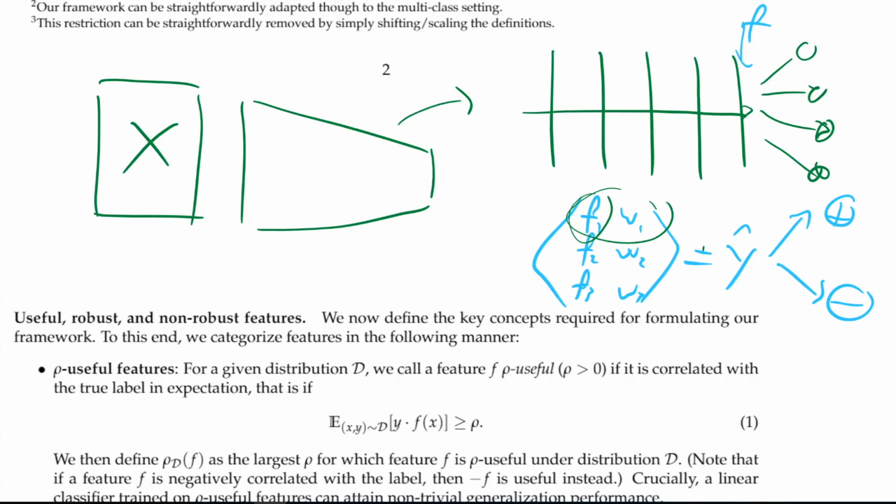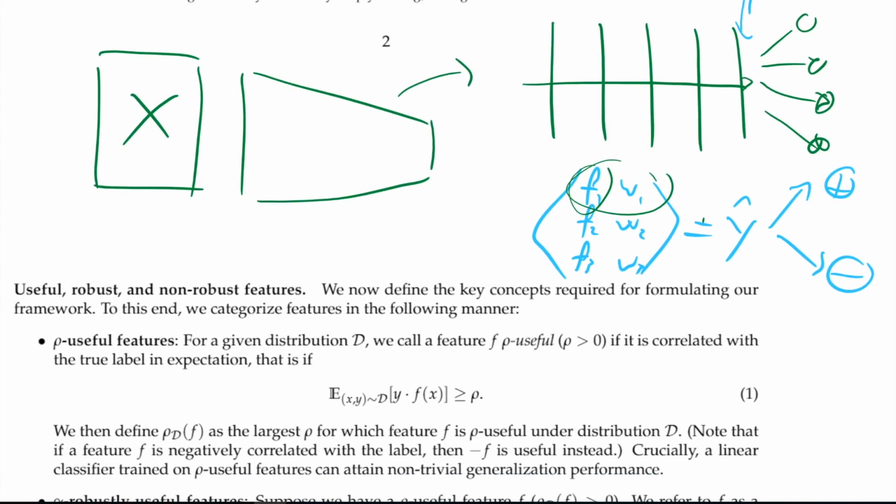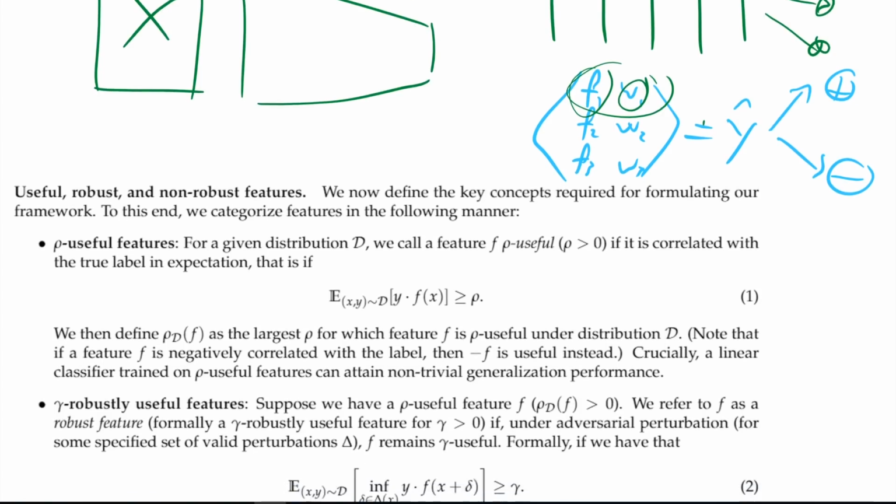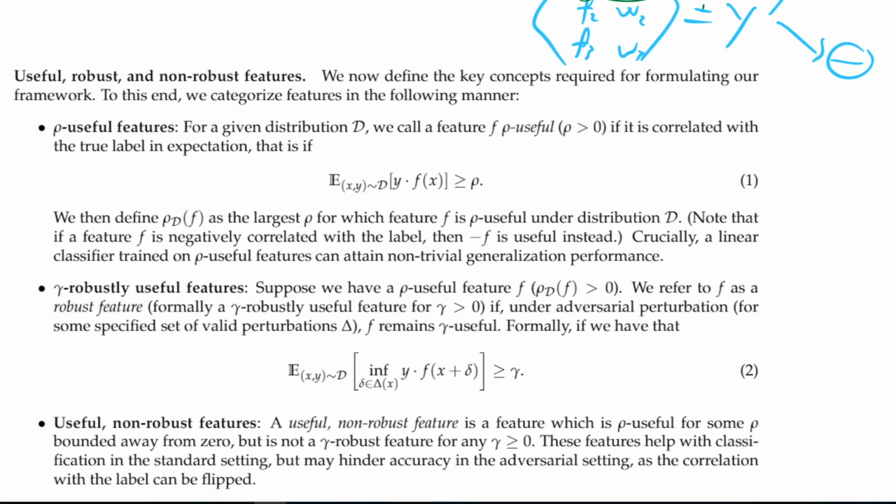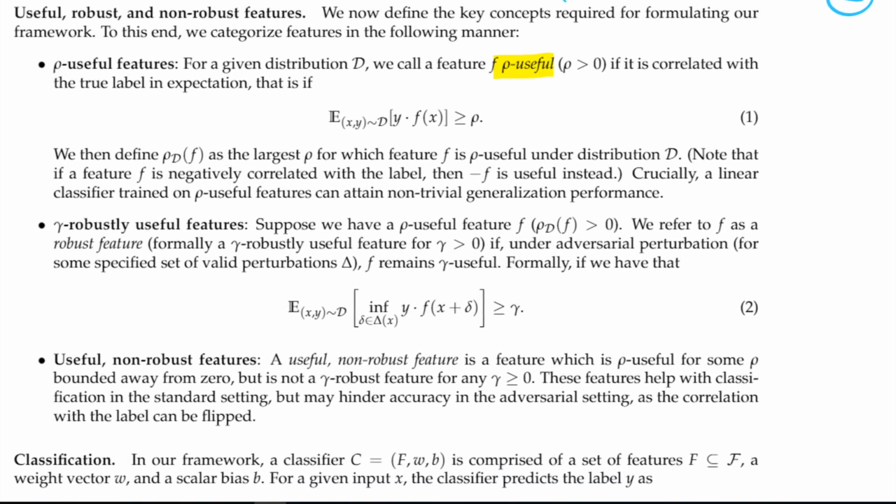So you can think of the features as the output of the neural network, but before it goes into the classifier. So a feature, basically, since then it's linearly classified, if the feature is high, it will give a signal for one class, and if a feature is low, it will give a signal for the other class, depending on, of course, if this W is negative or positive. All right, so they say we call a feature rho-useful if this thing holds here.